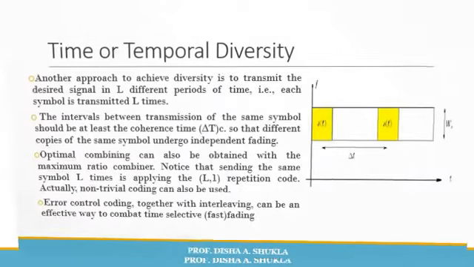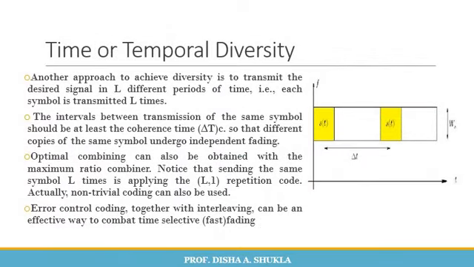The next type of diversity is time or temporal diversity. This is another approach to achieve diversity, by transmitting the desired signals in L different periods of time. That is, each symbol is transmitted L times. The intervals between the transmissions of the same symbol should be at least the coherence time, that is delta t, so that the different copies of the same symbol undergo independent fading.